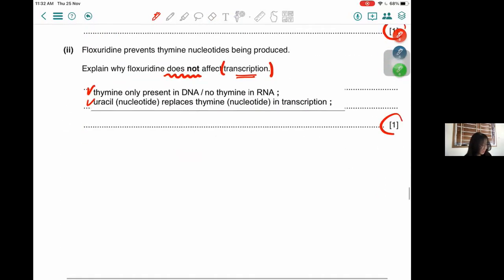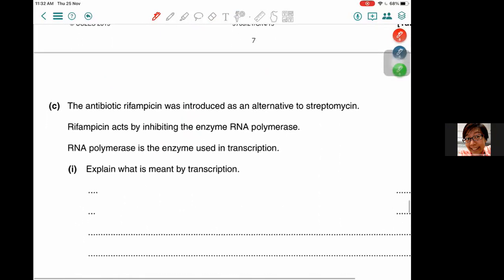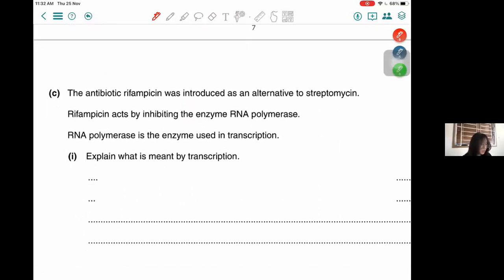So for the next question. The antibiotic rifampicin was introduced as an alternative to streptomycin. Rifampicin acts by inhibiting the enzyme RNA polymerase. So RNA polymerase is the enzyme used in transcription. So this question is also about transcription. Explain what is meant by transcription.